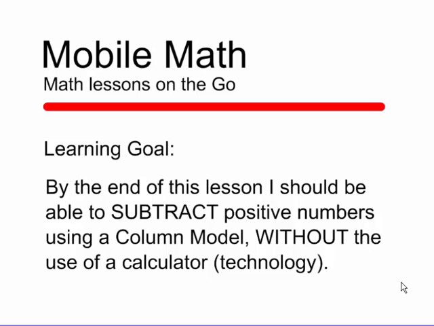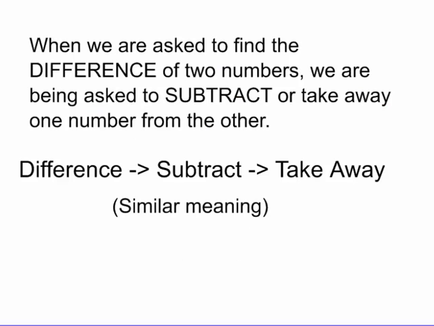Today's learning goal: by the end of this lesson, I should be able to subtract positive numbers using a column model. And again, this is without the use of a calculator or technology. Quick reminder, when we're asked to find the difference of two numbers, we're being asked to subtract or take away one number from the other. So difference, subtract, take away all have very similar meaning.